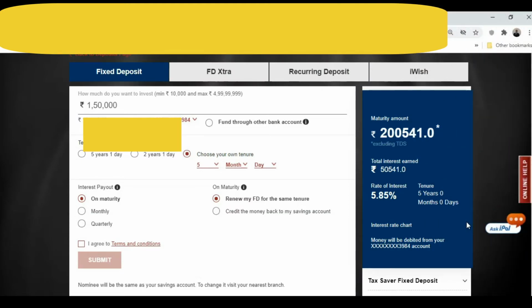But before I introduce the model, let us first verify that it calculates correctly. So here I am in my bank's website. I have indicated that I wish to open a fixed deposit for 1,50,000 rupees for a period of 5 years. The bank's calculator is indicating that it will pay an interest rate of 5.85% and the maturity amount of the fixed deposit will be 2,541 rupees. It says so very clearly that this is excluding the tax which will be deducted at source. The total interest earned will be 50,541 rupees.